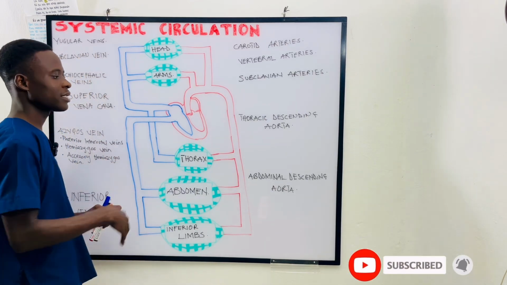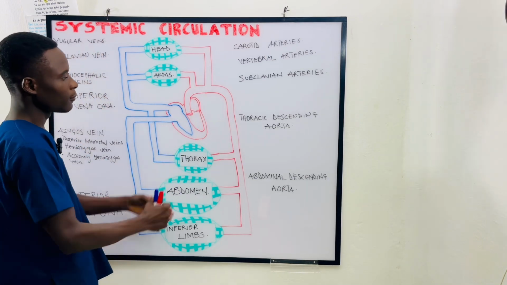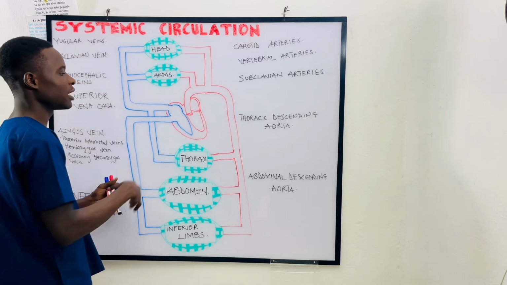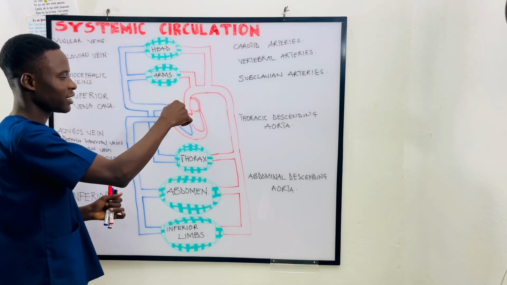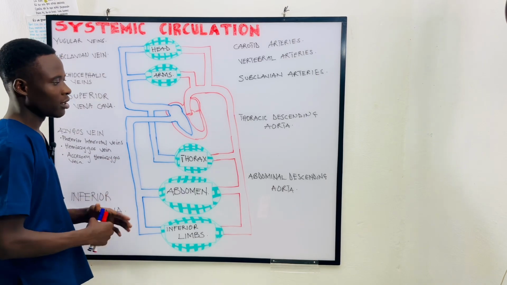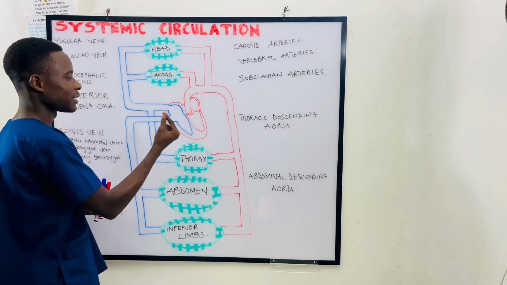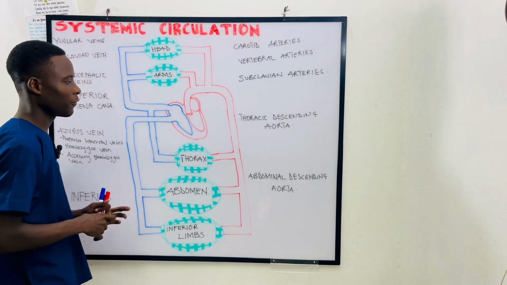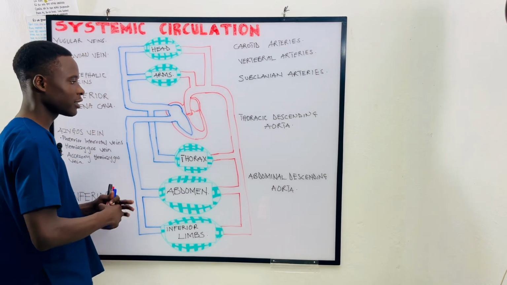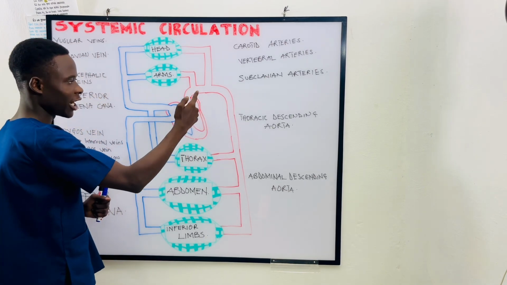The systemic circulation starts from the left side of the heart. So if you take the left side of the heart, the oxygenated blood will come to the left atrium and then will pump it into the left ventricle. So the left ventricle will start the process by contracting. During the contraction, there's opening up of the aortic semilunar valve. So the aortic semilunar valve will open and then the blood will be pumped into the aorta.